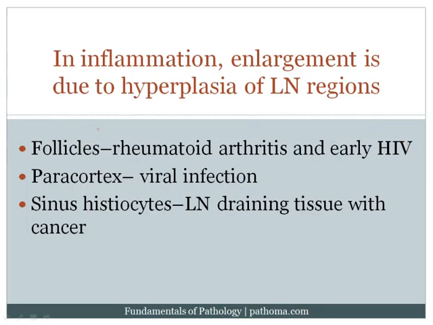The paracortex is the region where the T cells live, and so it's pretty straightforward for us to understand that with viral infection, the paracortex would become expanded, and it's expansion of the paracortex that leads to lymphadenopathy. The classic example would be infectious mononucleosis. Recall that in infectious mononucleosis, an EBV infection results in enlargement of the lymph nodes, and that's going to be due to paracortical expansion of the lymph node.